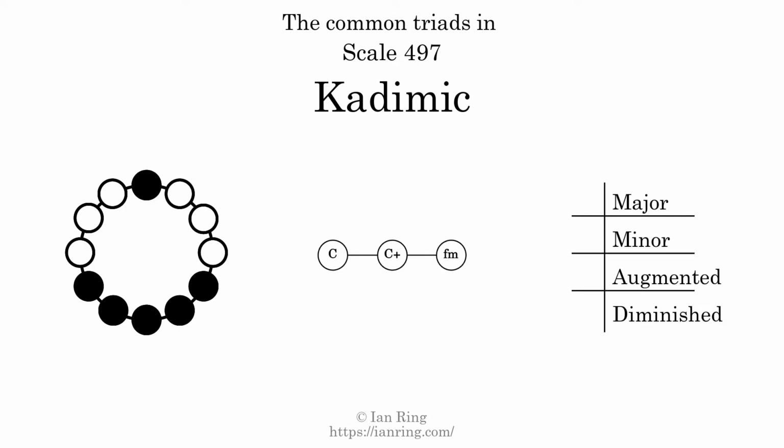The diagram in the center is a graph of parsimonious voice leading between triads. There is one major triad. There is one minor triad. There is one augmented triad. There are no diminished triads. Here is a Hamiltonian path of parsimonious voice leading that uses all the triads.